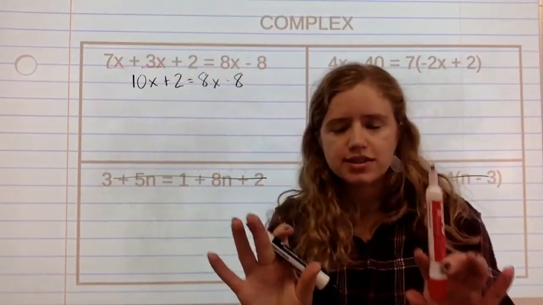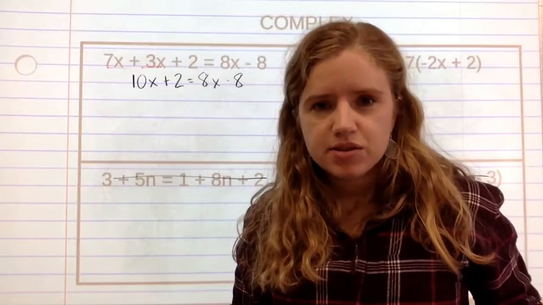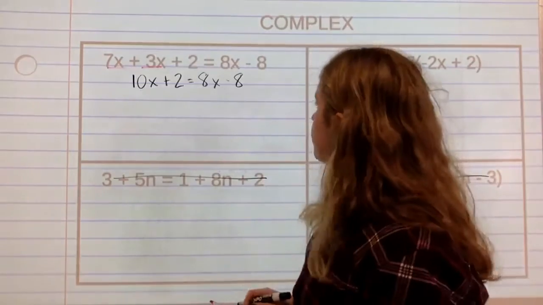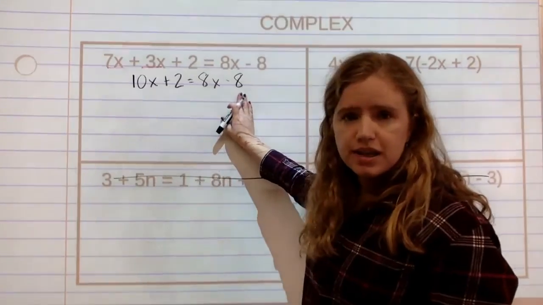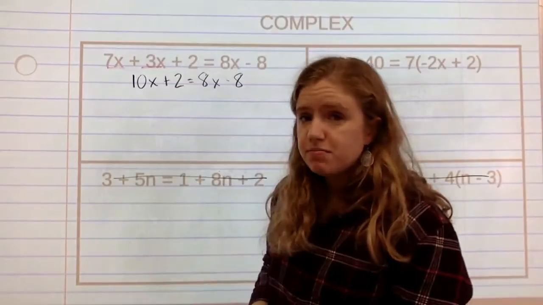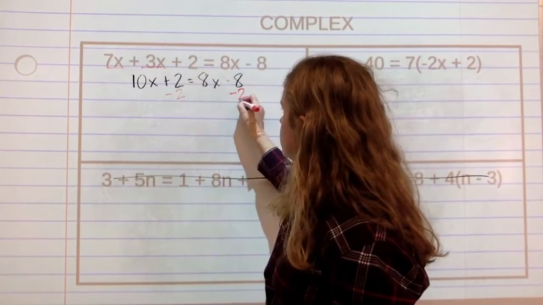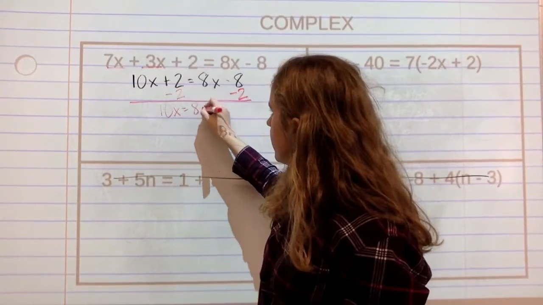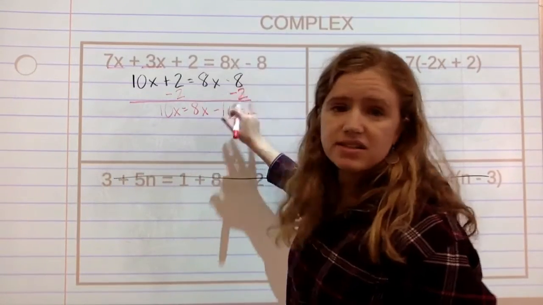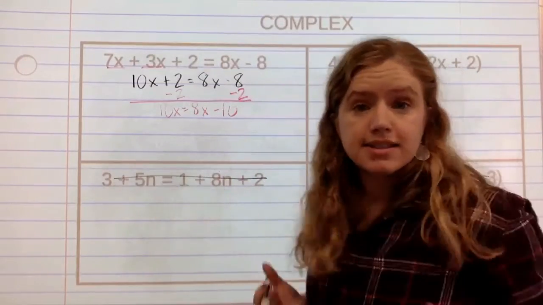Okay, this looks exactly like our basic ones. So I'm going to still do the same thing. Move all of our constants to one side and our variables to the other. So I'm going to go ahead and move this positive 2 to be over with the -8. So opposite of +2, we get -2. Do it on both sides. We get 10x equals 8x minus 10. Careful of these negatives. -8 minus 2 equals -10.